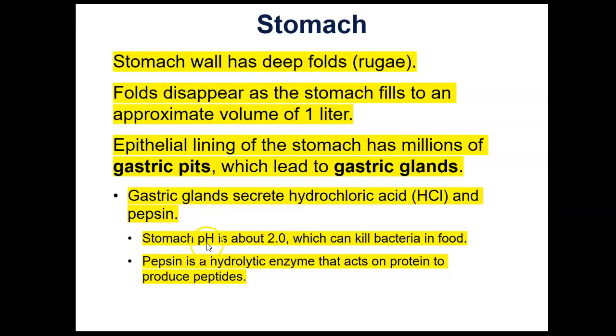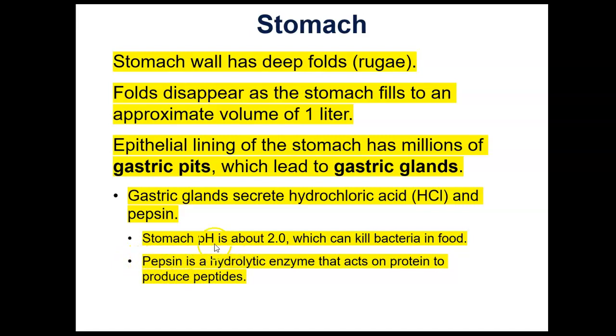And this stomach pH can kill bacteria in food. So that's one of the primary reasons for the hydrochloric acid being secreted, is to lower the pH, which helps to kill the bacteria that comes in with the food we eat. No matter how sterile or sanitary that we try to be when we prepare our food, we still take in a large number of bacteria, and especially if we eat out. So that's a good thing that our stomach pH is low.